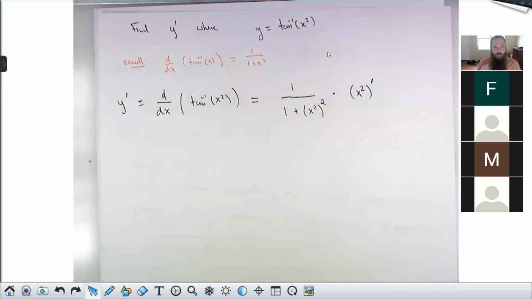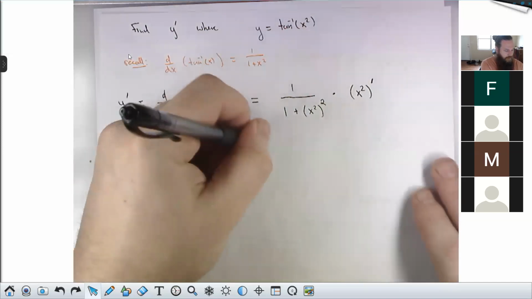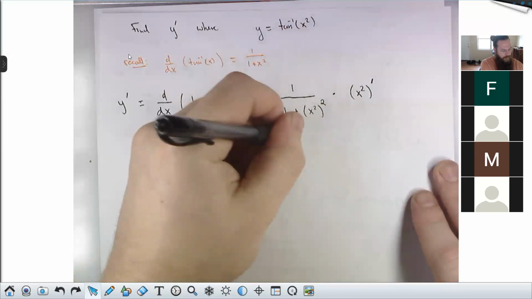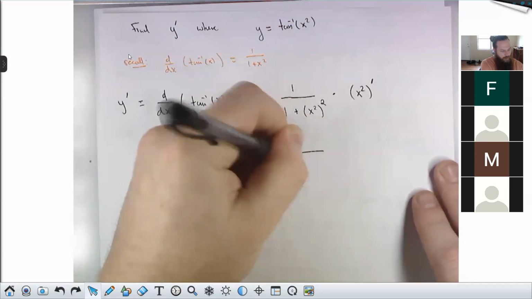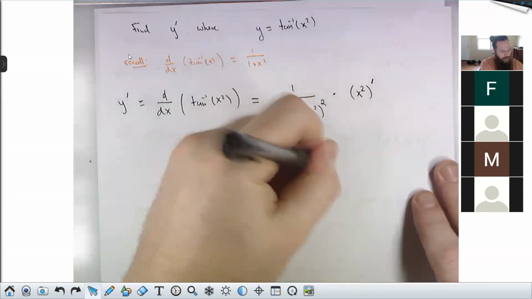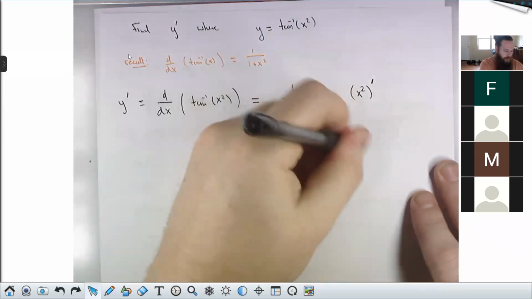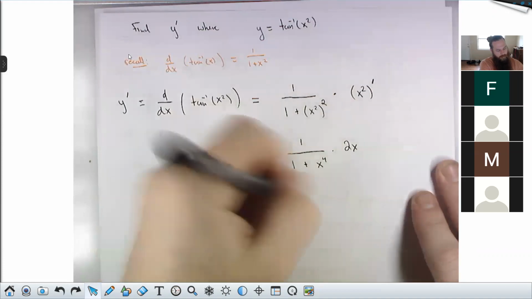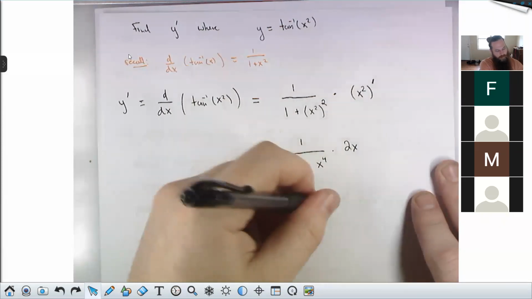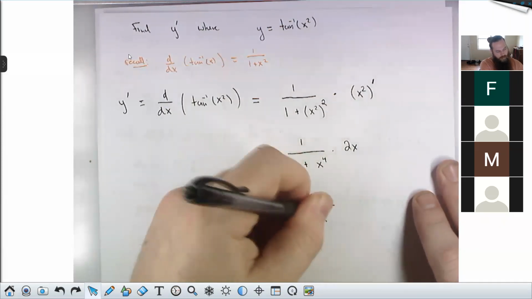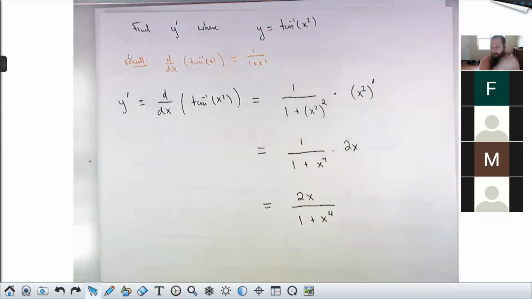So we're just practicing the chain rule here, but we have a new formula. The derivative of the outer function, the derivative of the arctan thing, is a new thing. And now we can clean it up. 1 plus x squared squared is 1 plus x to the 4, times the derivative of x squared, which is 2x. So this is 2x over 1 plus x to the 4.